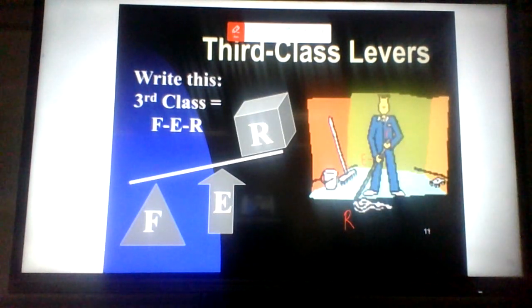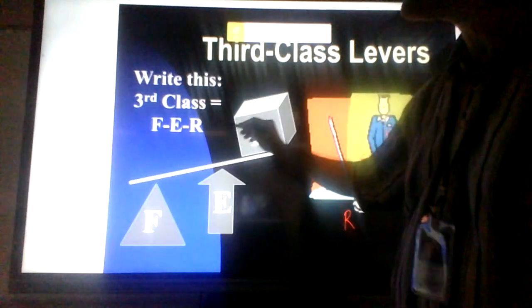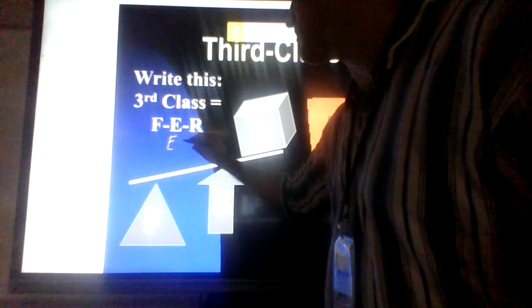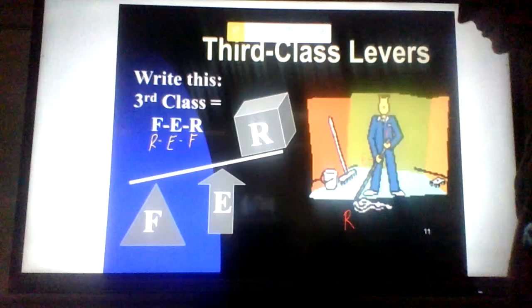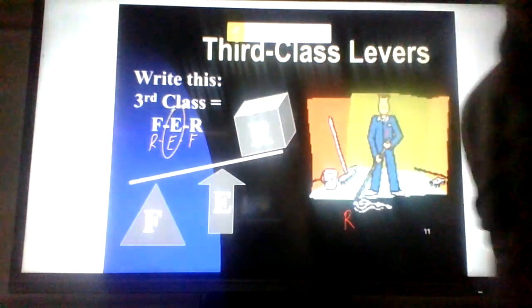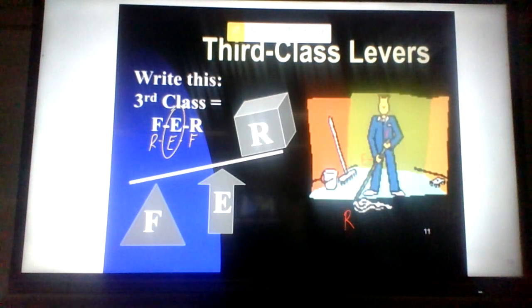Effort in the middle. So for third class, effort is in the middle. And remember, it could be reversed. We could have those three backwards. This is what matters. The middle part of the lever determines which class. Fulcrum in the middle, first. Resistance in the middle, second. Effort in the middle, third. And again, it doesn't have to be halfway. As long as effort is somewhere in between resistance and fulcrum, we have a third class lever.